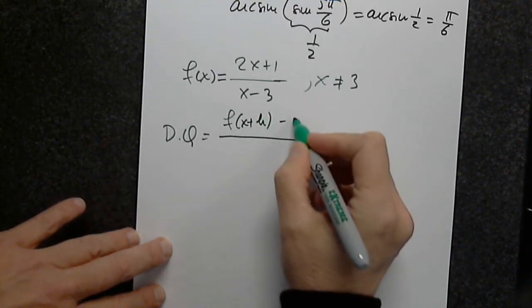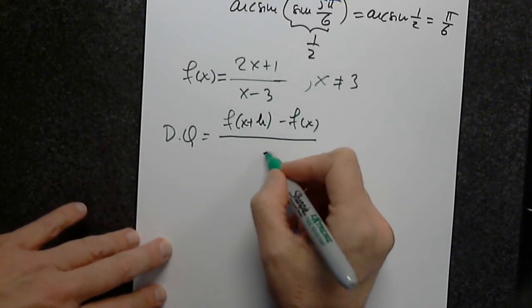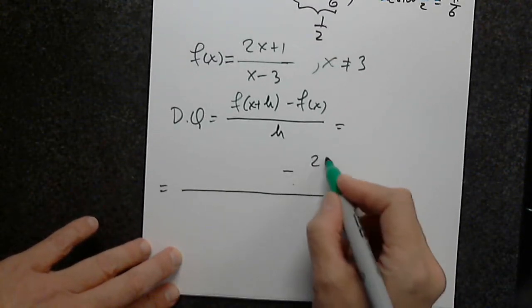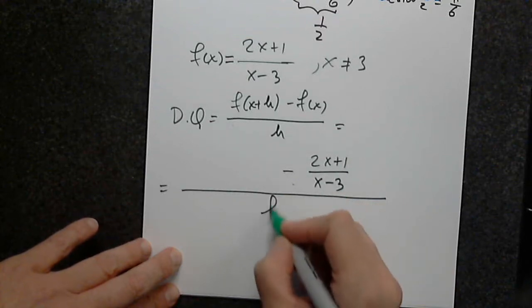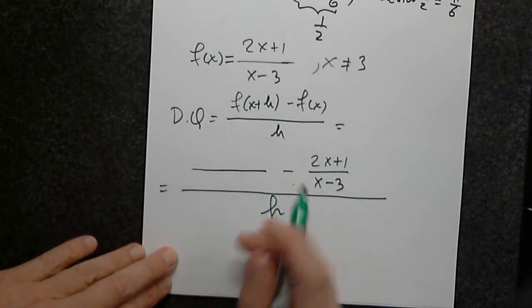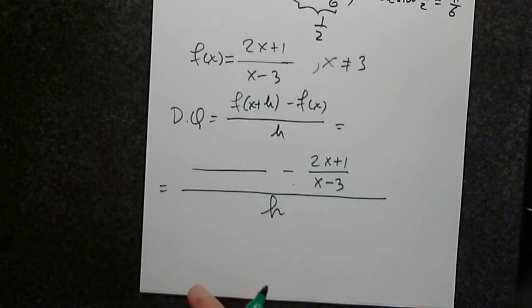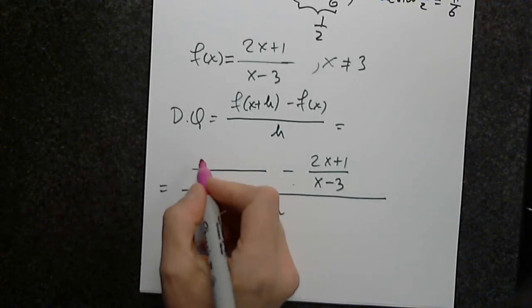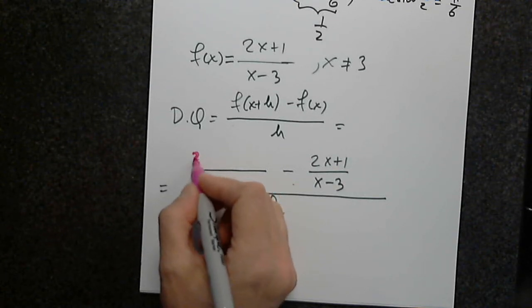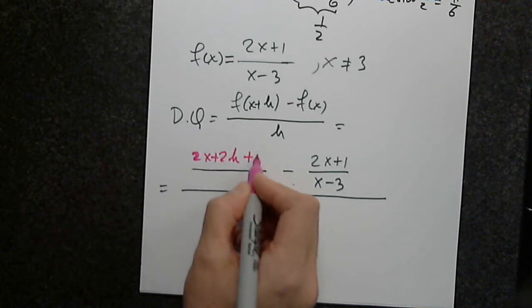f(x + h) − f(x), divided by h. Great, good. I'm going to copy f(x) and h, and I want you to give me f(x + h). Okay, so 2x + 2h + 1 over.